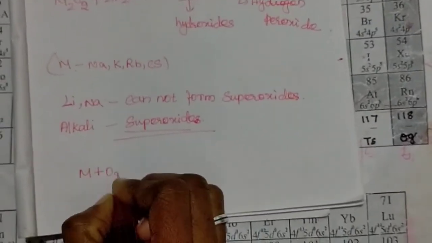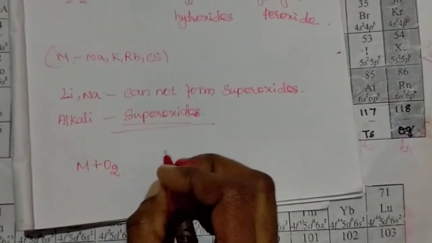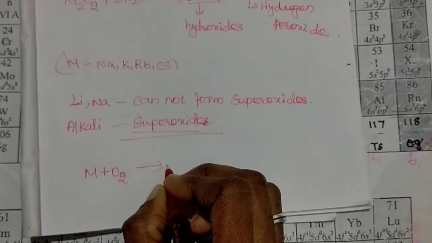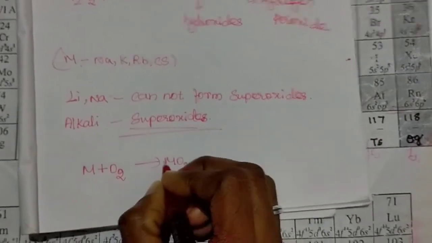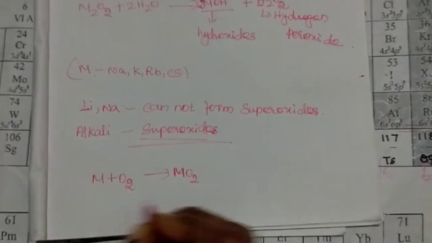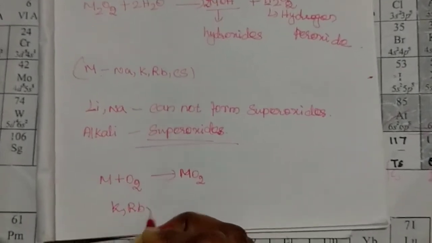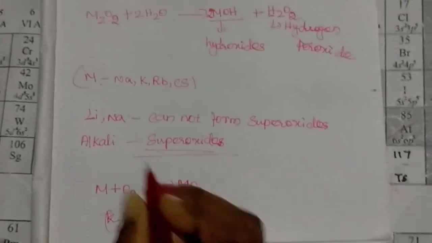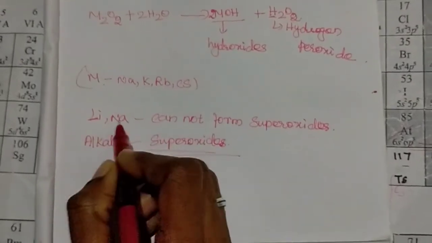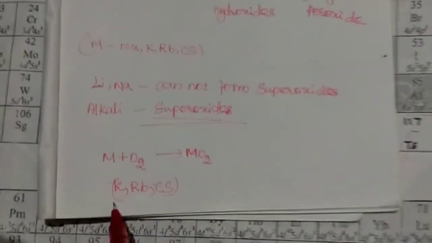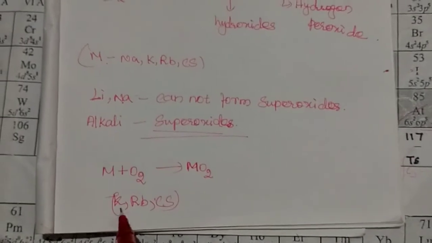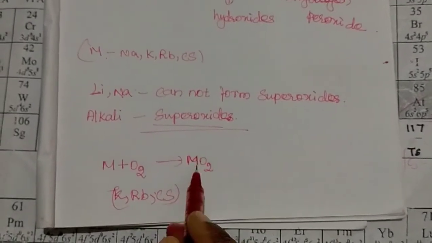Metal treating with the oxygen, this is superoxide of the metal. What are the metals? Potassium, rubidium and cesium. Because sodium and lithium cannot form the superoxide. So only potassium, rubidium, cesium can form superoxide.